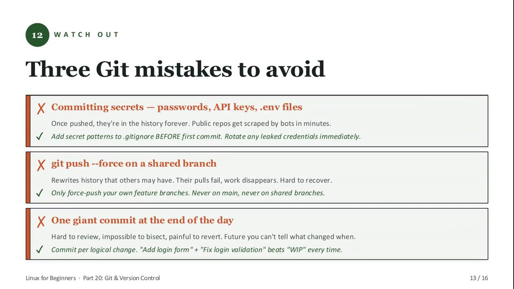Speaking of headaches, here are three classic ones to sidestep. First, never commit secrets: passwords, API keys, .env files. Once they're in history, they're effectively public, so add those patterns to .gitignore before your first commit and rotate anything that slips through. Second, don't force push to a shared branch. You'll erase your teammates' work. Keep force pushes to your own feature branches. And third, resist the temptation to dump everything into one giant end-of-day commit. Small, logical commits make your history reviewable, revertible, and far kinder to future you.